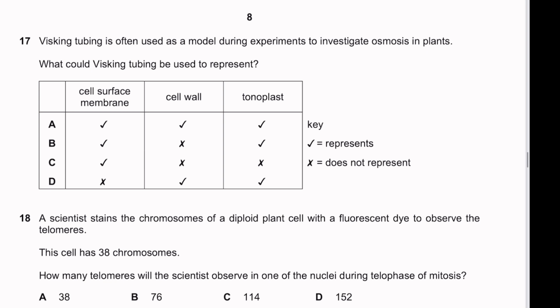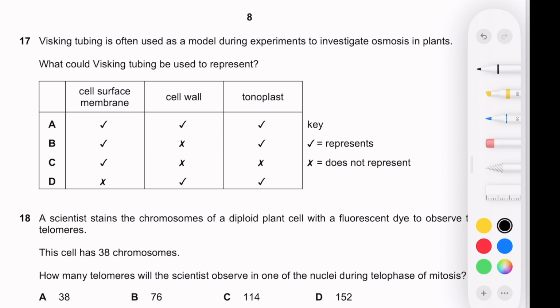Now, Visking tubing is often used as a model during experiments to investigate osmosis in plants. Okay, so what could Visking tubing be used to represent? So osmosis is the movement of water from a region of higher water potential to lower water potential, down a water potential gradient, and through a partially permeable membrane. That is an integral part of the definition, right? And so when I say there's a Visking tubing, the only thing that it can possibly resemble is the partially permeable cell surface membrane. It cannot resemble the difference in concentration and water potential, right?